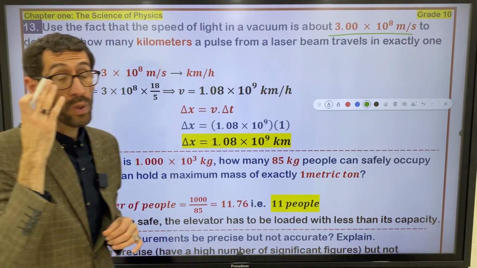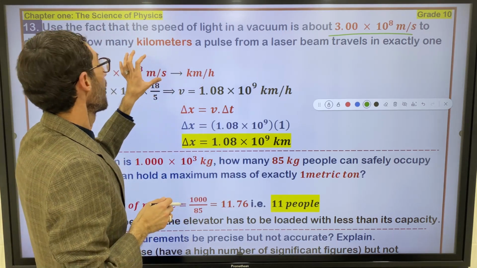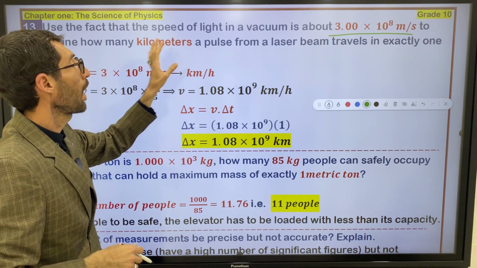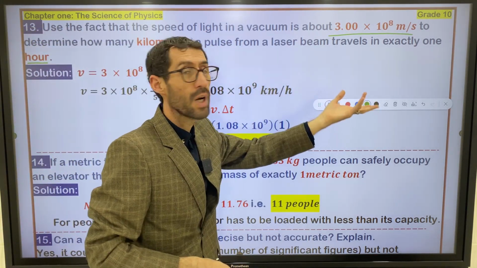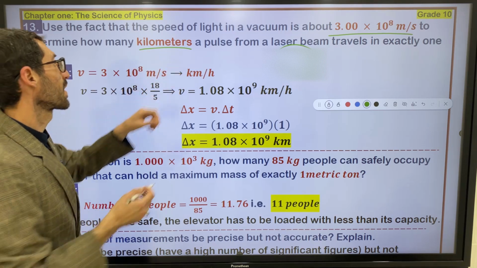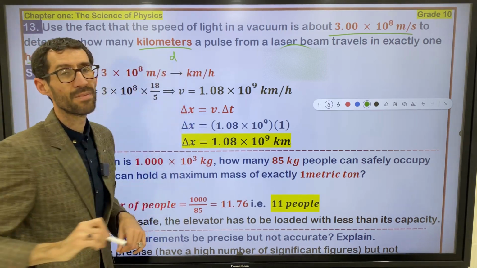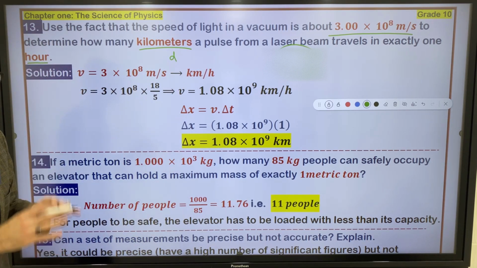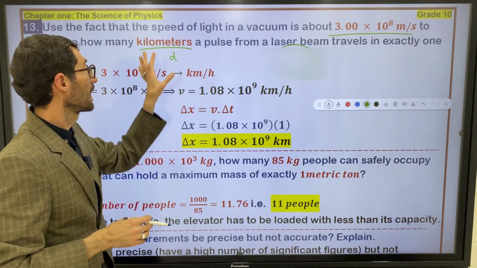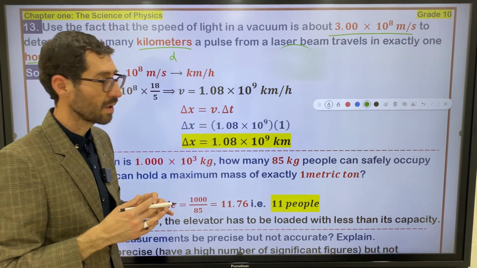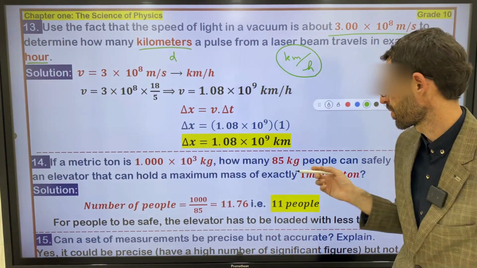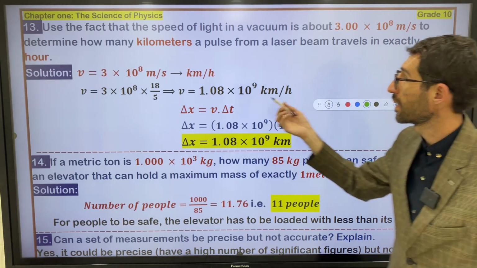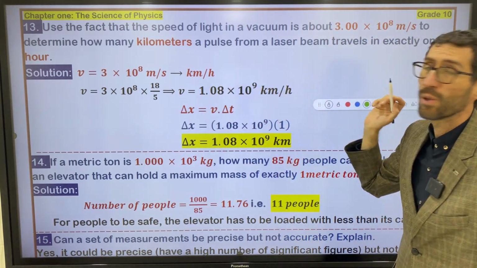So what do we look for? It says to determine how many kilometers a pulse from a laser beam travels in exactly one hour. So we look for what? We look for distance. How many kilometers in 1 hour? So we look for distance in kilometers. The unit should be measured in kilometers. Now, let me explain for you. So we look for distance, right?